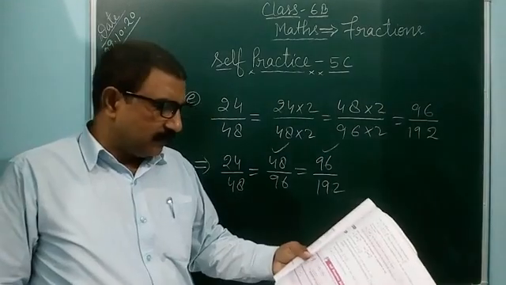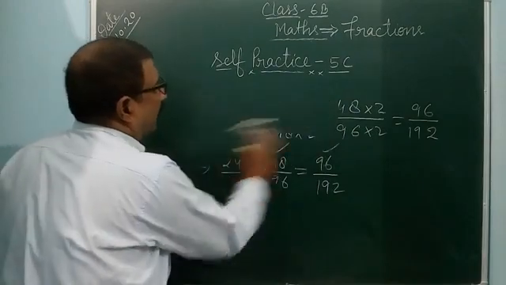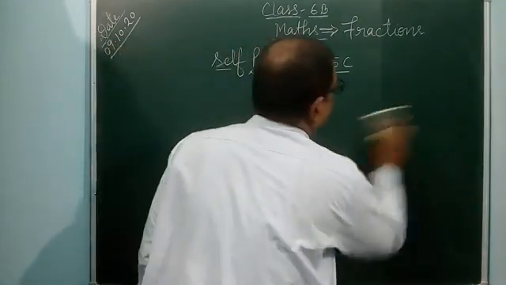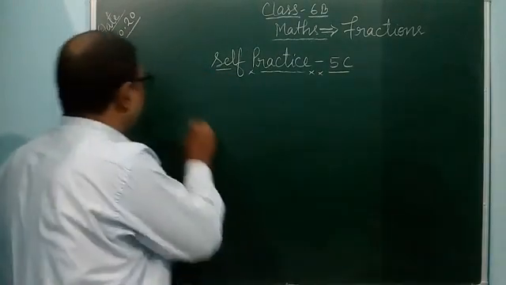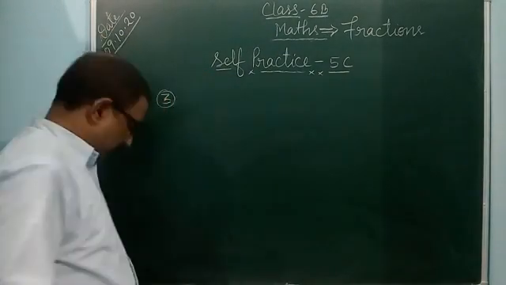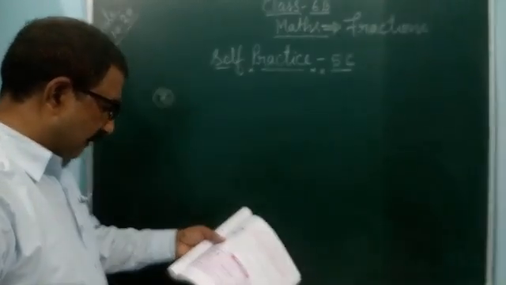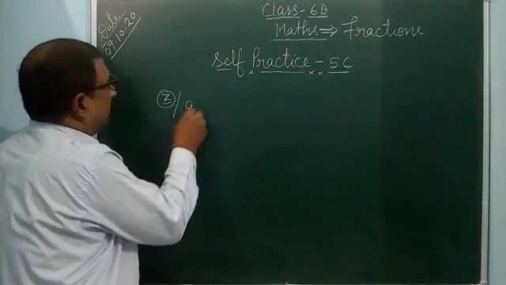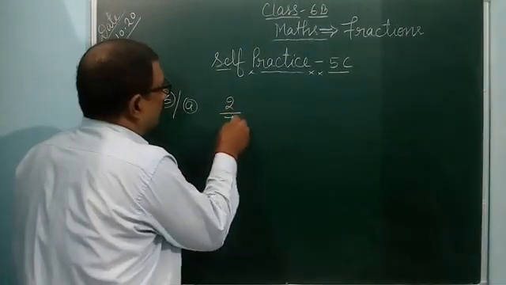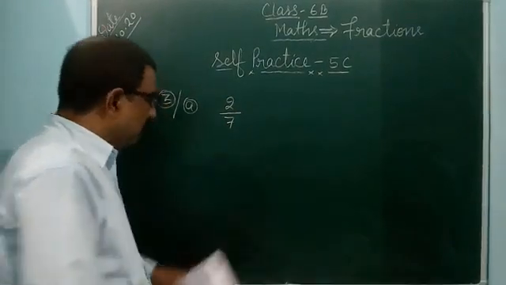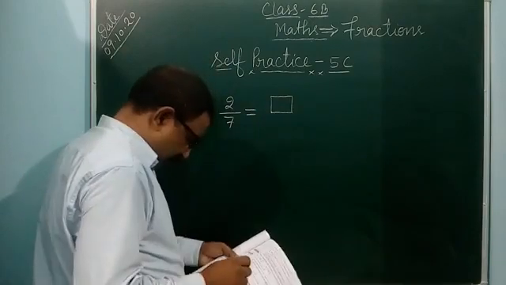After that, question number 3, you can see, fill in the blanks. Question number 3, fill in the blanks. Find the missing numbers that make the fractions equivalent. As third, A, 2 by 7 is equal to, one gap is there, 35.